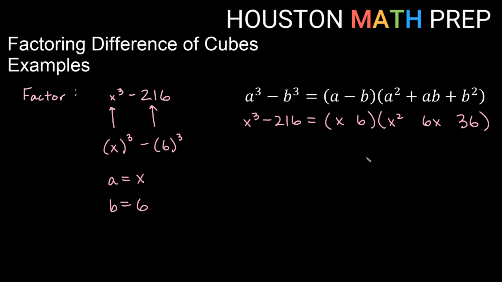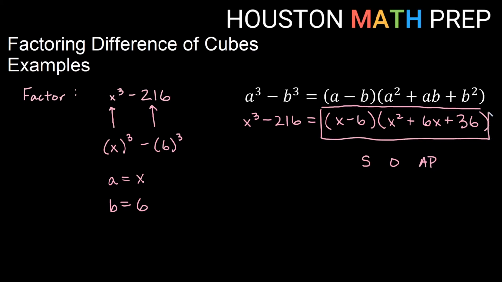Using SOAP, we start with minus, so same would be minus, opposite would be plus, and always plus will give us add for the last term. x minus 6 times the quantity x squared plus 6x plus 36.